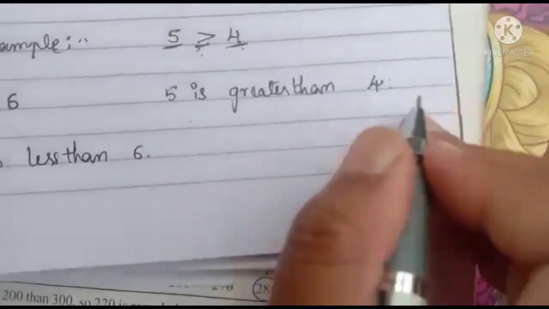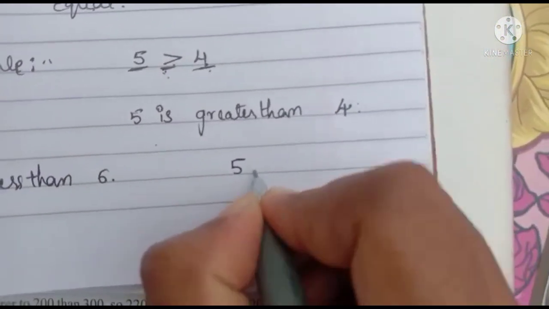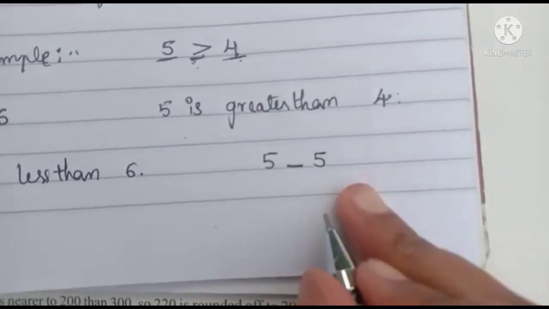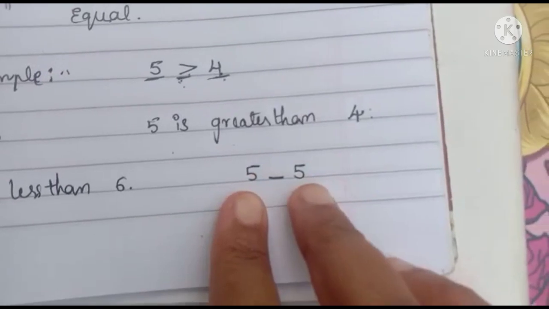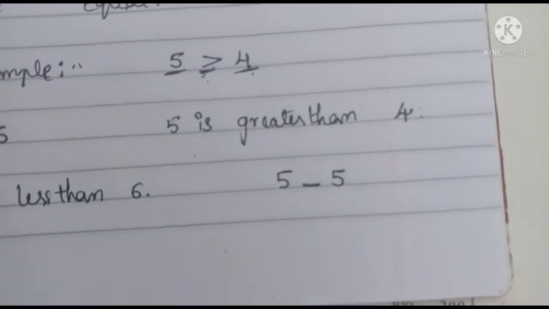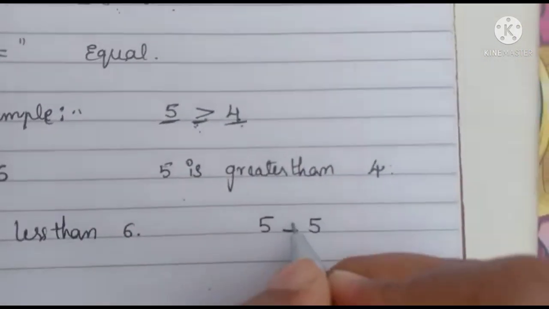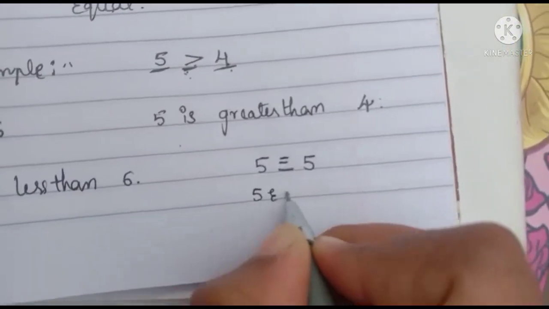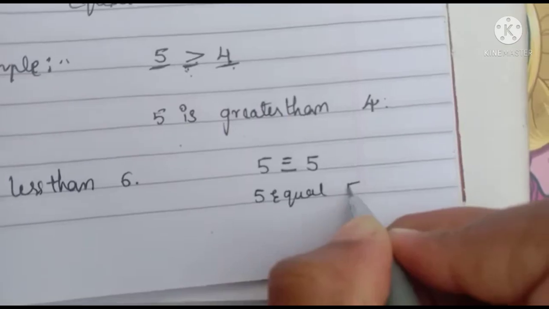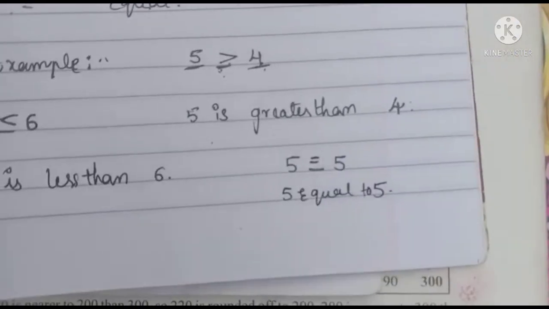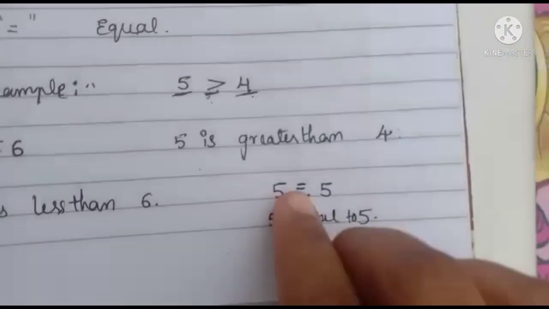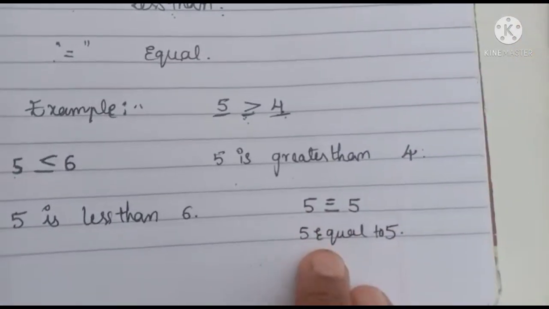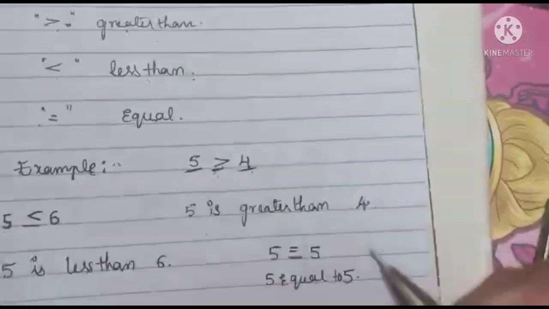Okay. Next, here see 5 dash 5. Here also 5 number, and here also 5. Two sides also 5 number. So what do we have to write in this box? Equal. Why? 5 is equal to 5. Why do we have to write equal here? Because the two numbers are the same. That's why we write 5 equal to 5.